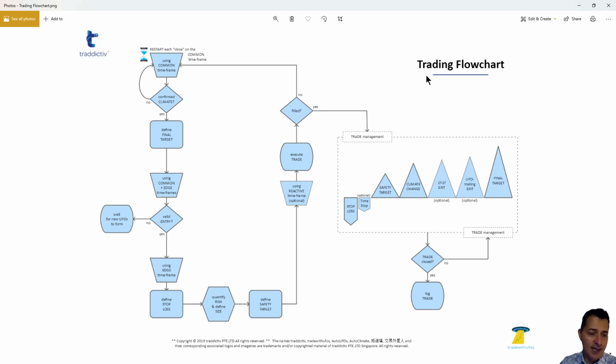Irwin, I took 2 contracts and has not reached the safety target and new UFO formed. Should we change the stop loss to the new UFO? Yeah, you should. Okay, this is an optional rule, isn't it? The UFO trailing exit is an optional rule.